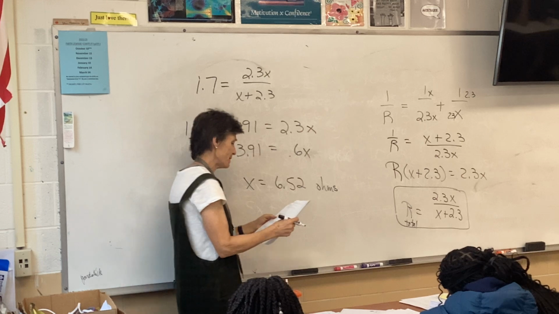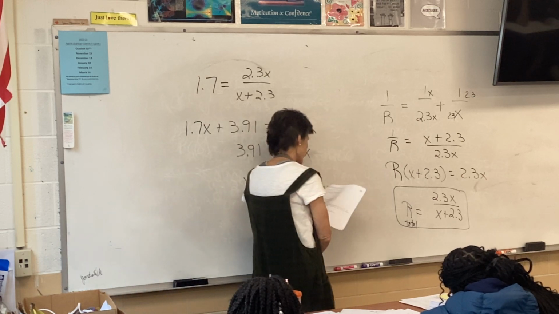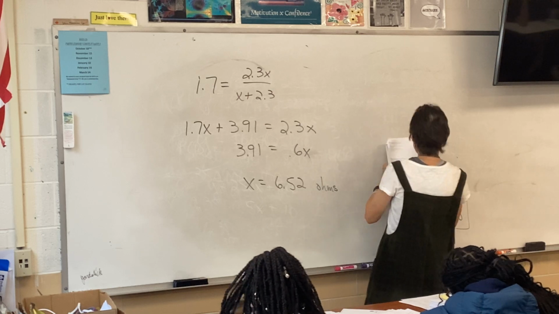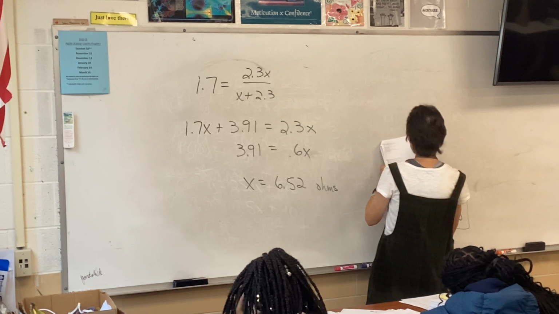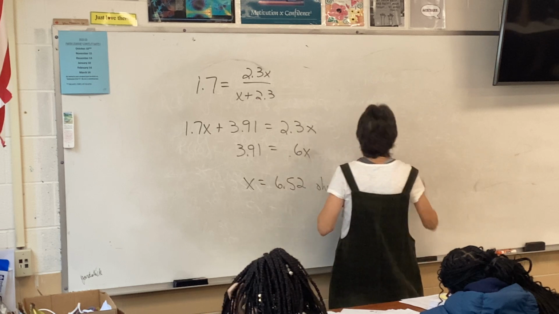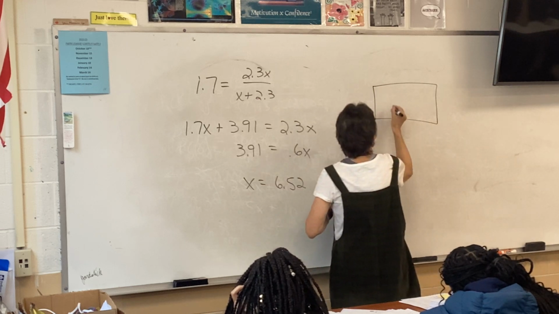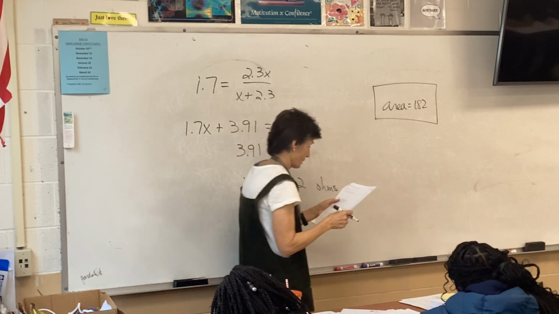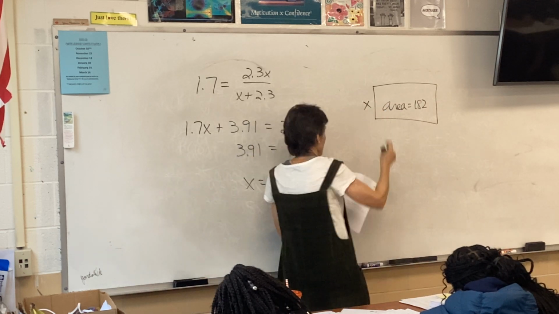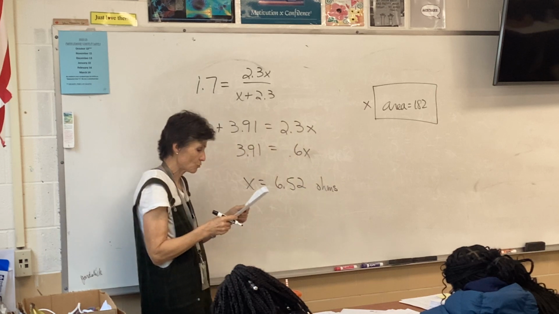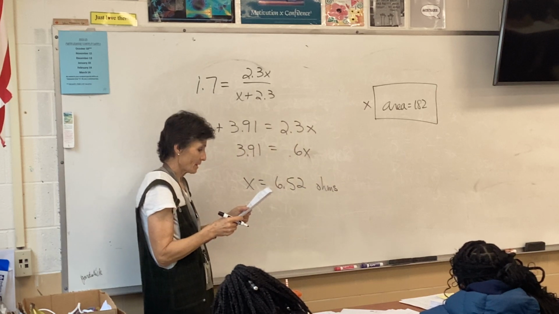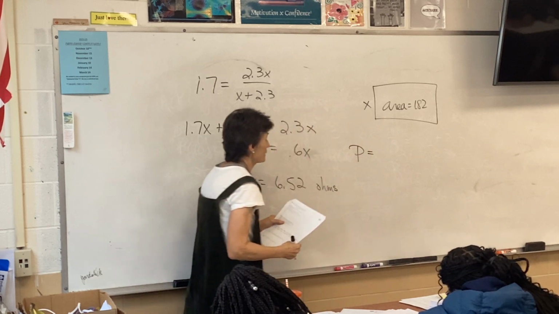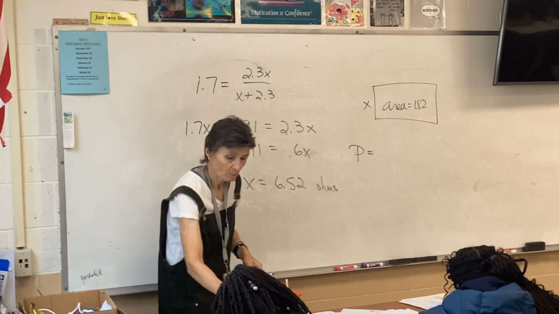This looks familiar. Minimizing perimeter. Consider all rectangles with an area of 182. Let X be one side of such a rectangle. Express the perimeter. Okay. Tell me what we got.